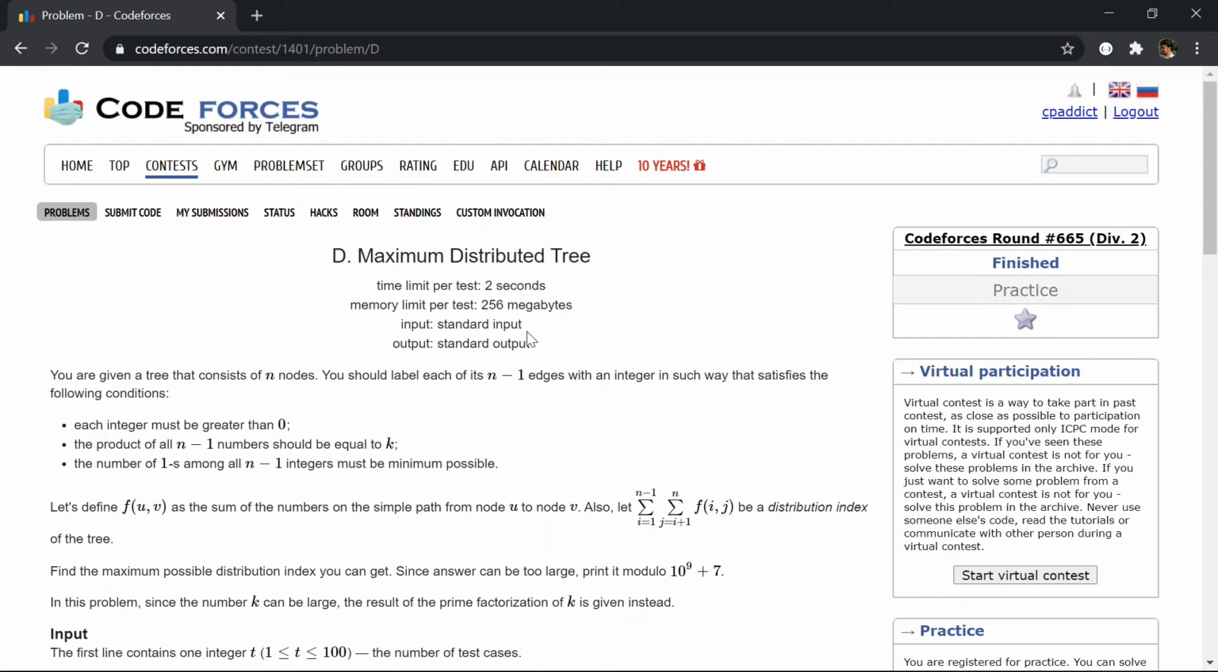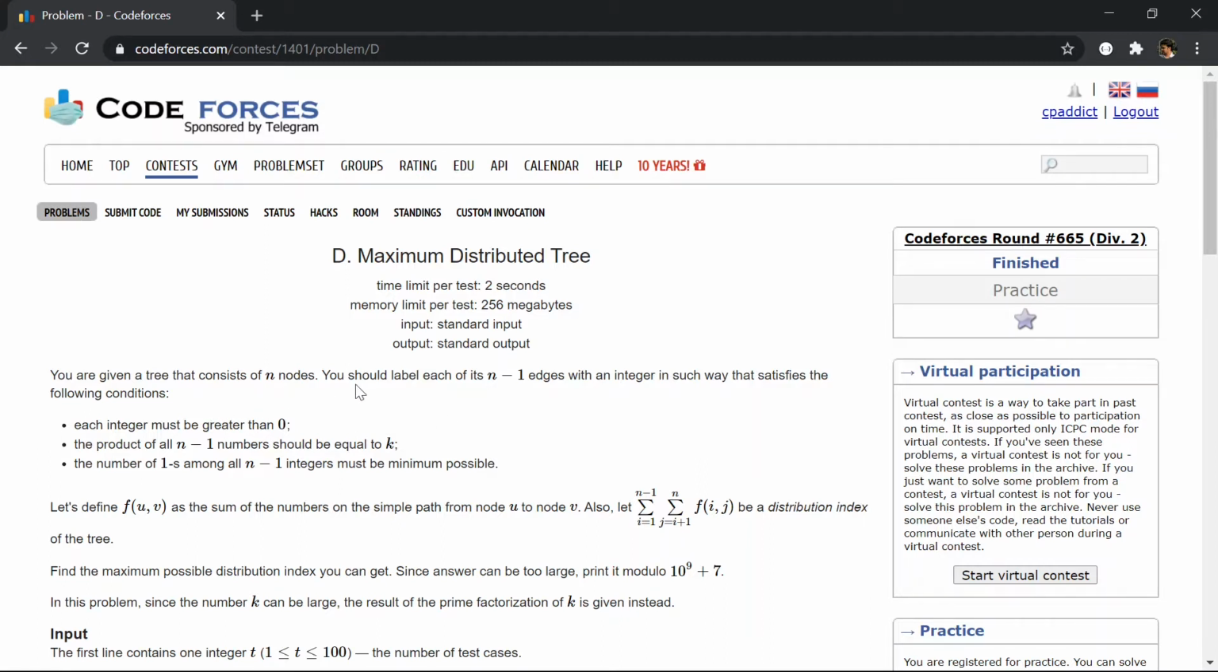Hello, this is CP Addict, and in this video I'll try to explain the problem Maximum Distributed Tree of Codeforces Round 665. I'll also try to explain the solution for the problem and also walk you through my solution. I hope you understand this problem.